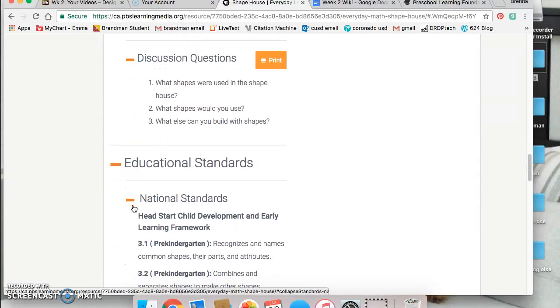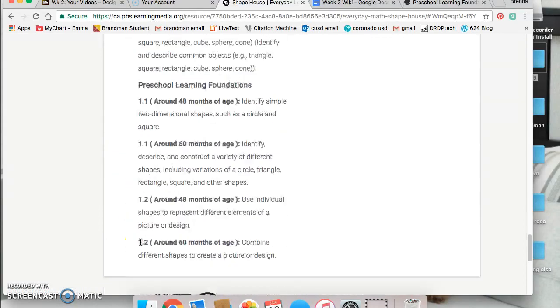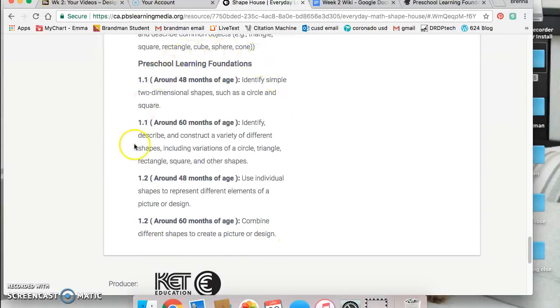Here are the standards. For California, we use the California Preschool Learning Foundations in my classroom, and these are the standards that go along with the activity. By around 4 years of age, they are able to identify simple two-dimensional shapes such as a circle and a square. With this activity, they are also using the individual shapes to represent different elements of a picture or design. At 60 months, 5 years of age, it's a little more advanced and a little deeper understanding.